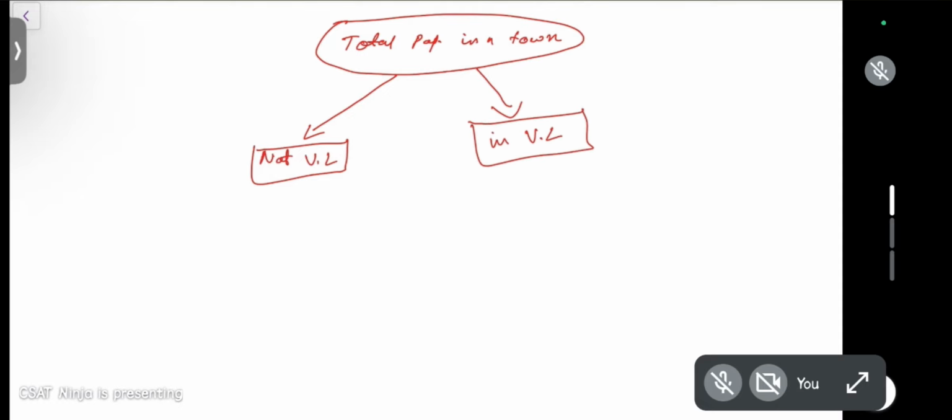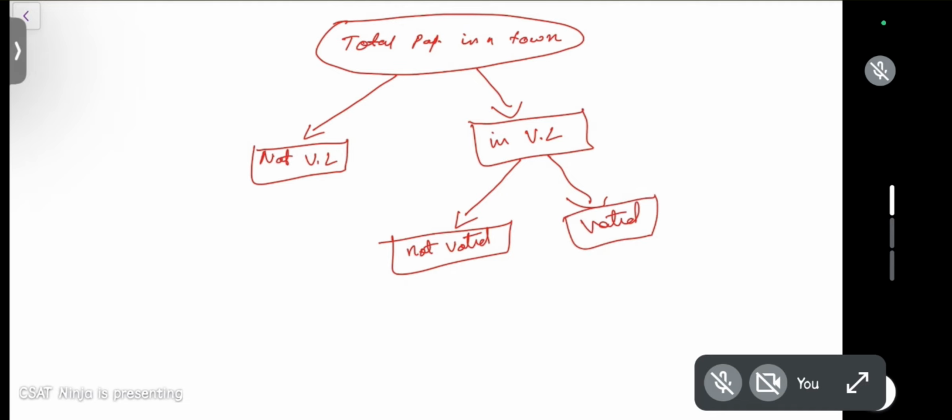So it is easier if you make this tree diagram whenever you are doing election based questions. Even in this voters list, there will be some people who will not turn up in the election, so not voted, and there will be people who voted for the election. And even under the people who voted, there will be some votes which are invalid, and there's valid.